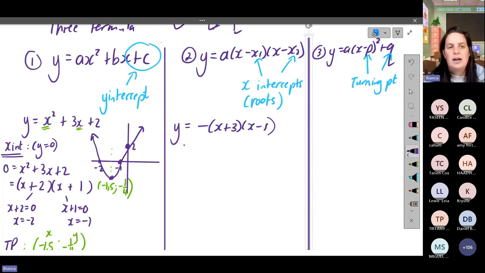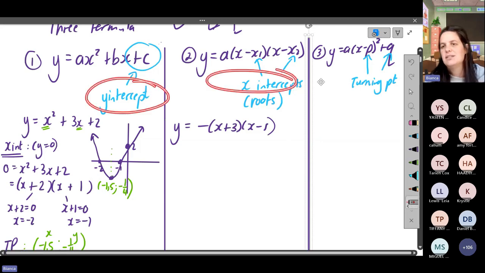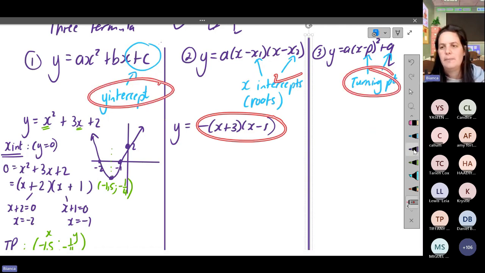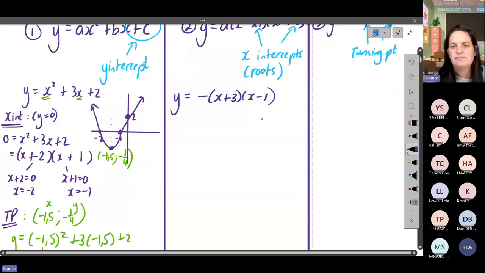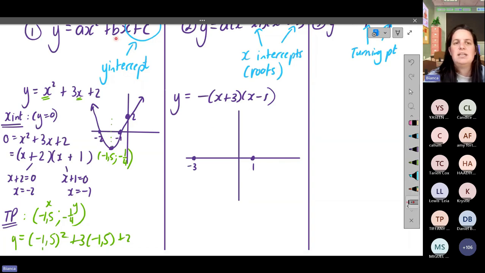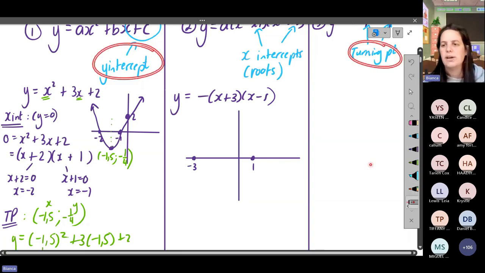Now let's talk about this. You need to draw it. When you're drawing a parabola, I need the y-intercept, the x-intercepts and the turning point. I've got the x-intercepts already, but I still need the y-intercept and the turning point. So let's write this down. If you had to sketch this, the x-intercepts are given to you. Remember to use the opposite sign. So plus 3 becomes negative 3, and negative 1 becomes positive 1. I still need the y-intercept and turning point to complete my graph.